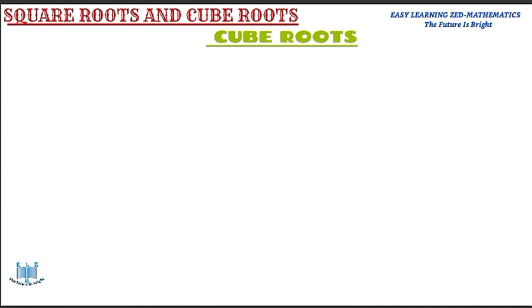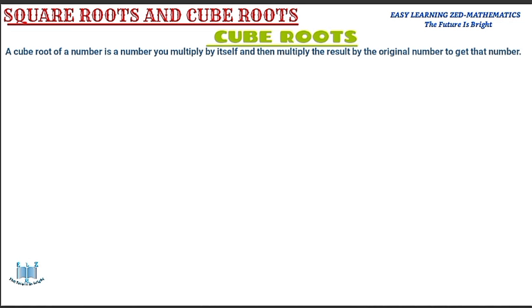Let me start by defining what a cube root is. A cube root of a number is a number you multiply by itself and then multiply the result by the original number to get that number. In other words, a cube root of a number is the number you multiply by itself three times to get that number.